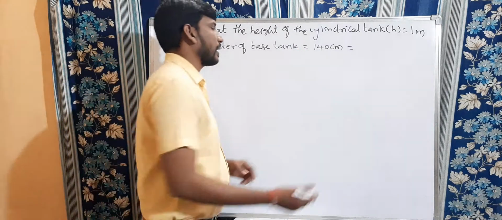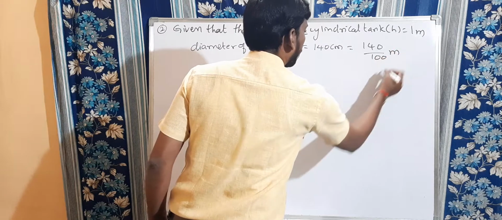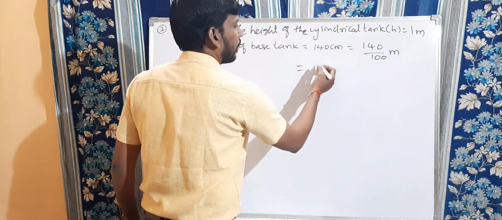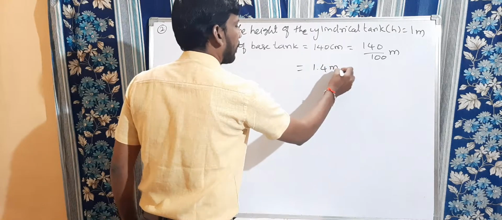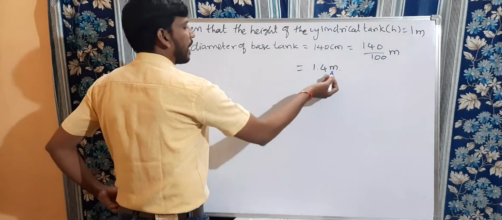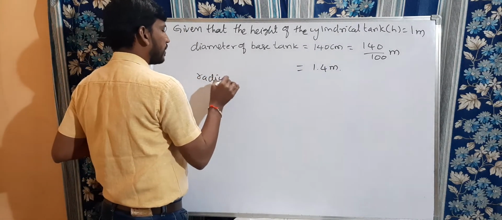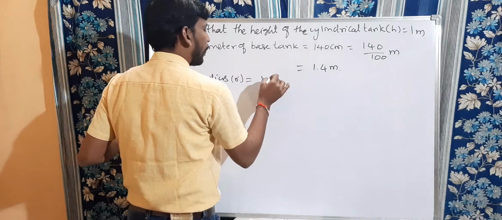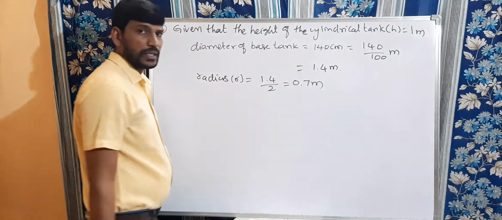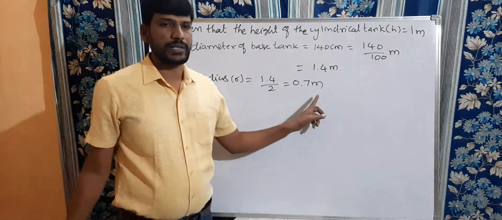So you just divide by 100, divided by 100 is nothing but meters. So 140 by 100 is nothing but 1.4 meters. That is the diameter. If the diameter is 1.4 meters, then the radius, small r, is equal to 1.4 divided by 2, that is 0.7 meters. So we got height is 1 meter and radius is 0.7 meters.